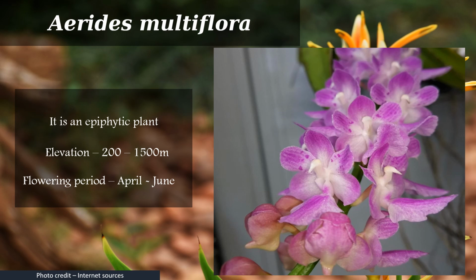So let's move to our next Aerides species. I forgot to say that for this one the elevation is from 200 to 1500 meter, and the flowering period is from April to June. Let's move to our next one.